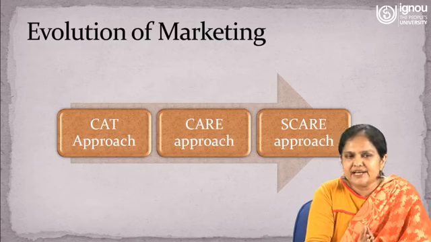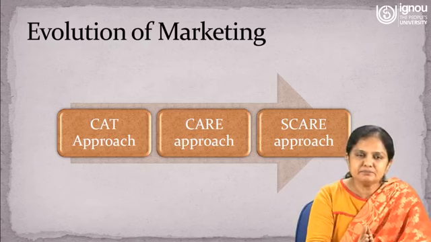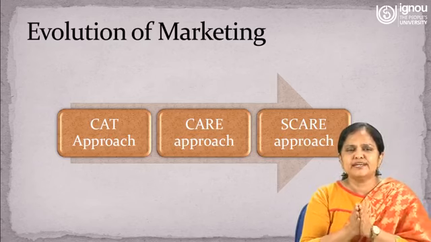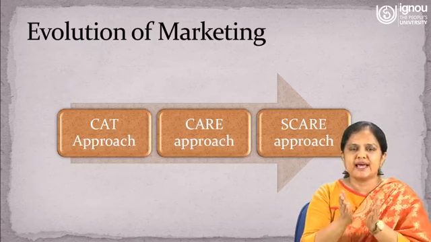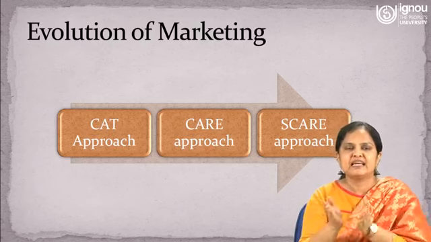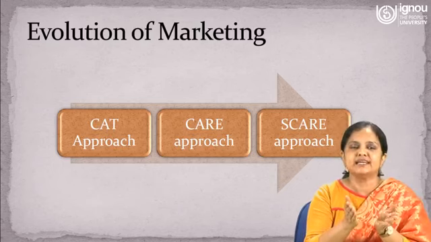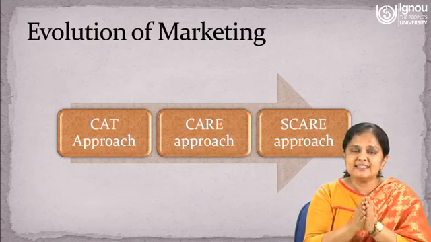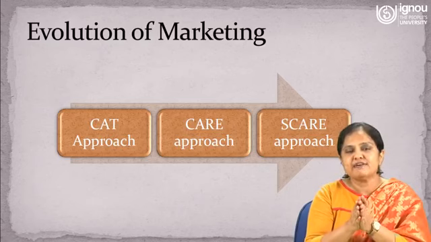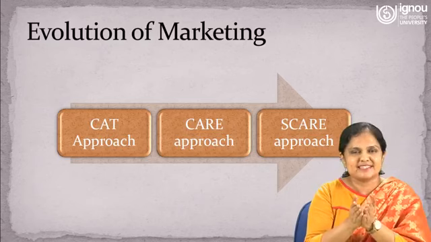Whenever I try to explain the evolution of marketing, I try to show it through a paradigm shift from the CAT approach to the CARE approach to the SCARE approach. CAT is consumers are thing. Consumers are something and they need to be catered. CARE is C-A-R-E, that is C for consumers, A-R for really and E for everything.